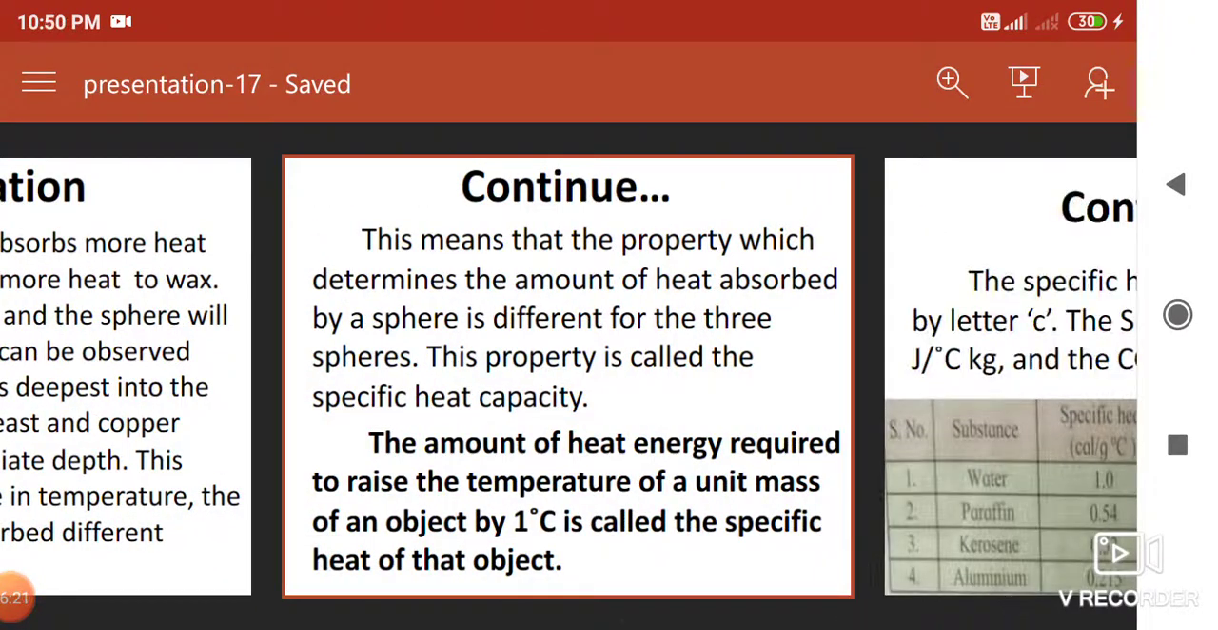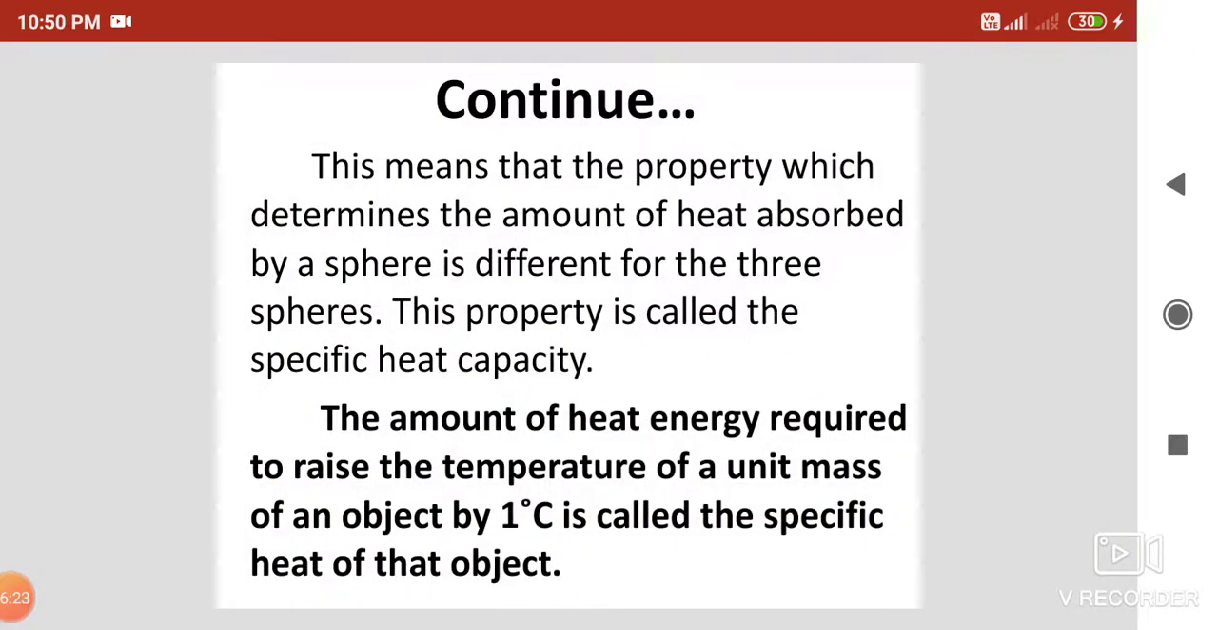So we can say that the property which determines the amount of heat absorbed by a sphere is different for the three spheres. This property is called specific heat capacity. So let us define specific heat capacity: the amount of heat energy required to raise the temperature of unit mass of an object by 1 degree Celsius.